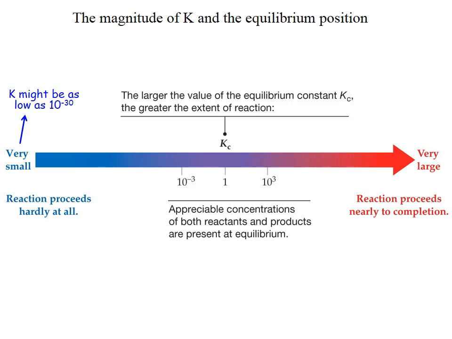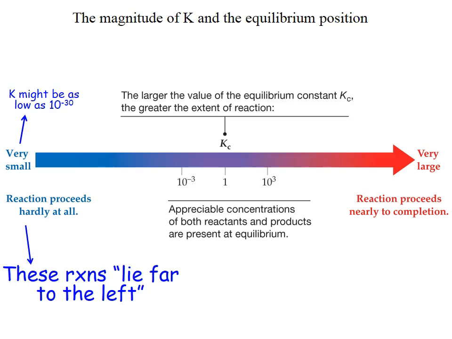And you can see here that underneath the arrow it says the reaction proceeds hardly at all. That means that at the end of the reaction, when it comes to equilibrium, you still have a large amount of reactants left and not many products have formed. Now, what we say is these reactions with very small values of K, quote, lie far to the left. And that's because the reactants are on the left, and so we would say that they lie far to the left.